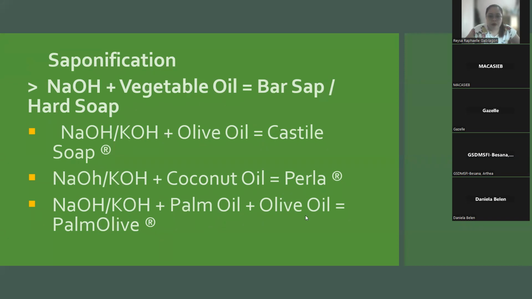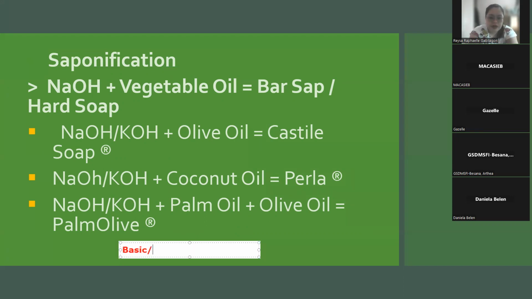And then palm oil plus olive oil, we have the Palmolive. So that is the reason why it is called Palmolive, because it's a combination of the palm oil and the olive oil, and then reacted to a basic material. Now again, it can be sodium hydroxide or potassium hydroxide. So again, the process is called saponification.